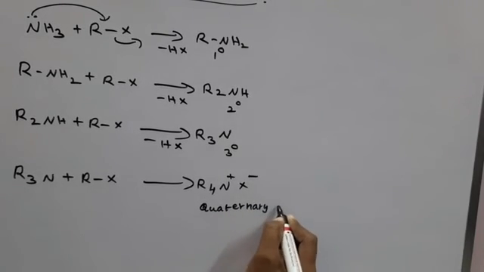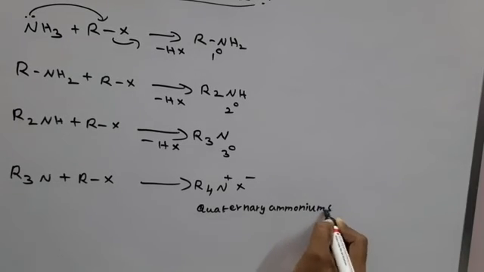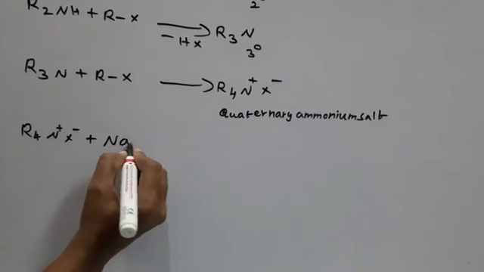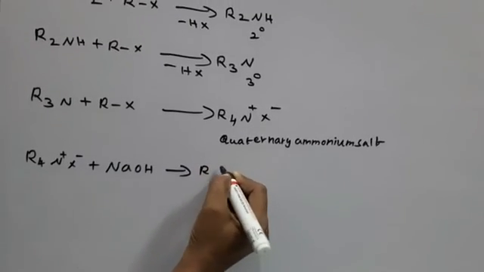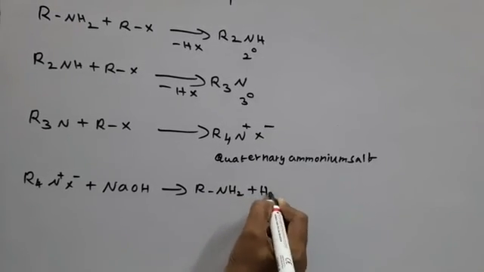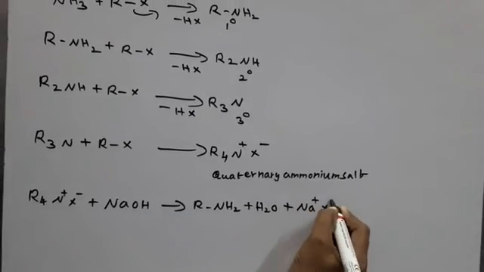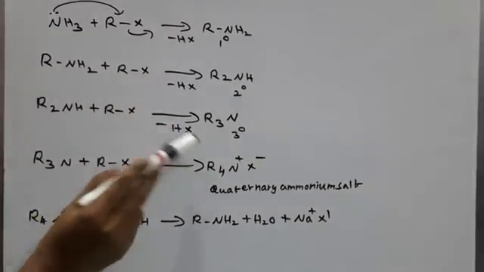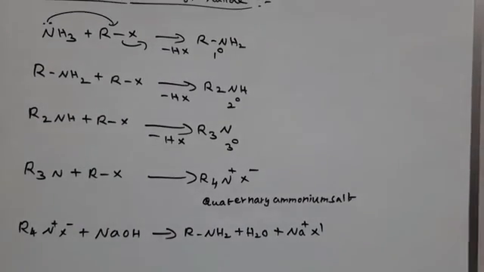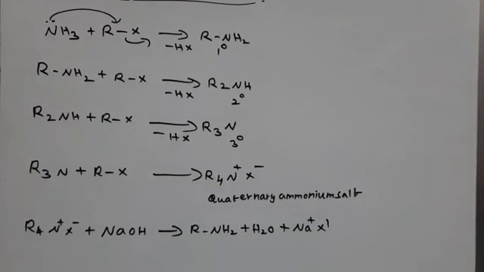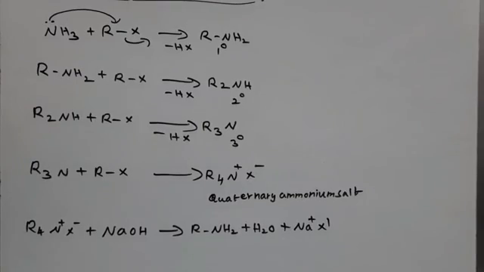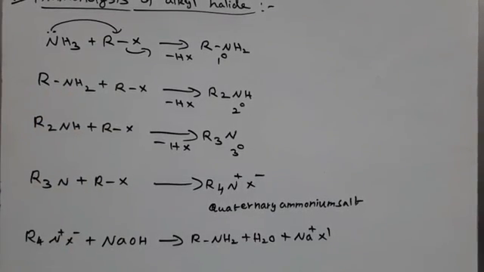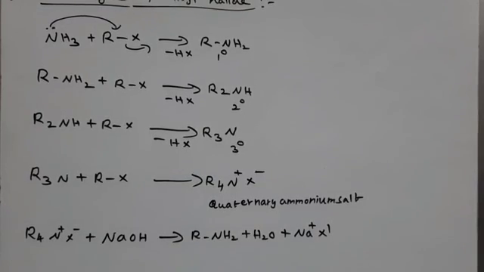This quaternary ammonium salt, N plus X minus, in the presence of strong base is converted to give amine plus H2O plus Na plus X minus. The disadvantage of this method is that it yields a mixture of primary, secondary, tertiary and quaternary ammonium salt, so only a poor yield is obtained by the ammonolysis method. Suppose we want the primary amine as the major product, we should use excess ammonia, and then we will get the primary amine. This is your last preparation of amine, ammonolysis of alkyl halide.